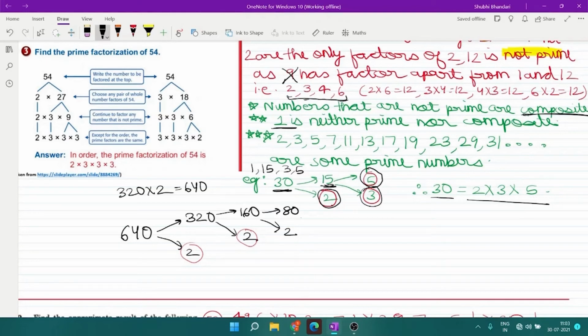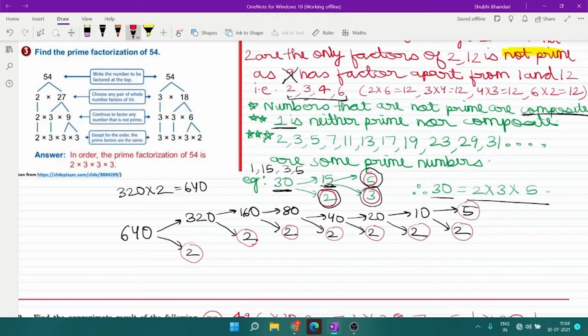80 is again a composite. 2, 40. Because 2 into 40 is 80. Again, 2, 20. 2, 10. And 10 can finally be divided into 2 and 5 because 2 into 5 is 10 and both 2 and 5 are prime numbers. So how many prime numbers do we see here? 2, 2, 2, 2, 2, 2, 2 and 5.